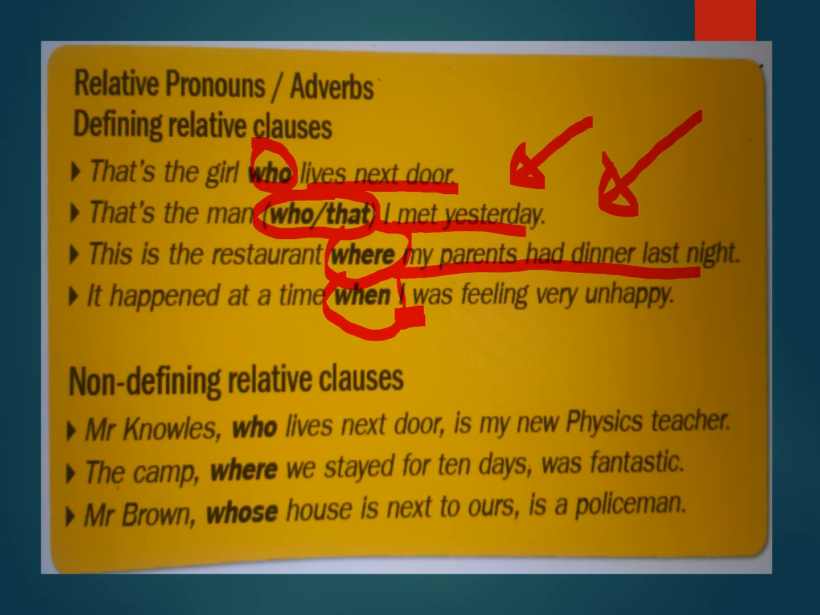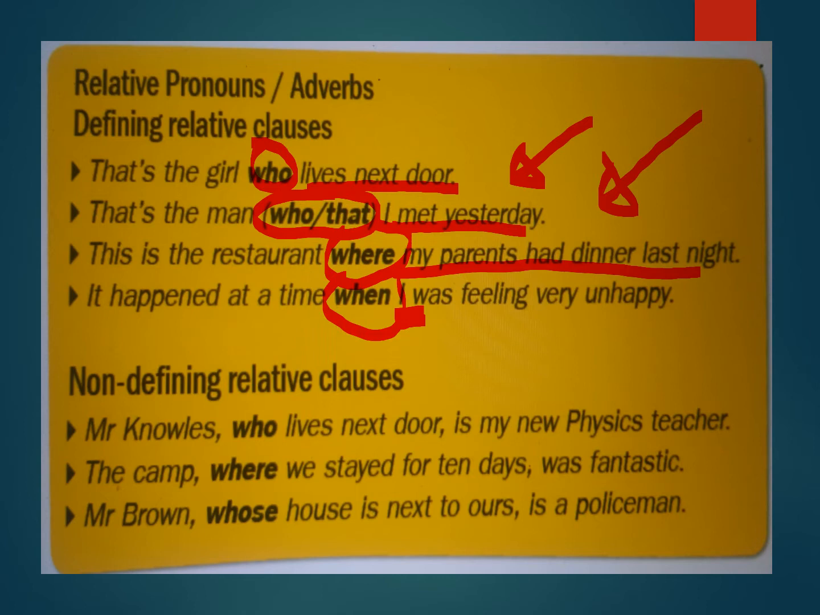Now let's move to the non-defining relative clauses and notice the difference. Who can read the first one? Amr? Mr. Knowles, who lives next door, is my new physics teacher. Very good. Now Mr. Knowles, who lives next door, is my new physics teacher.